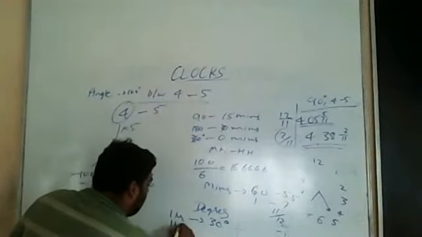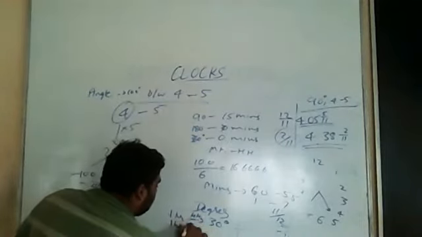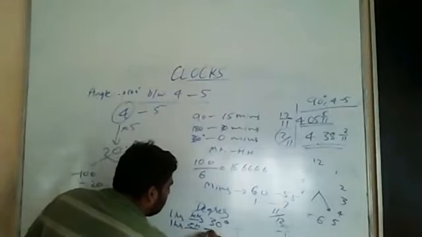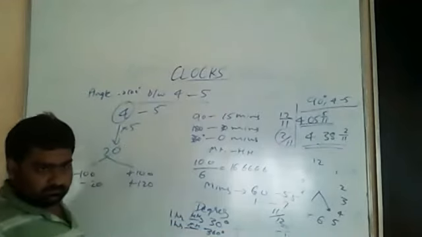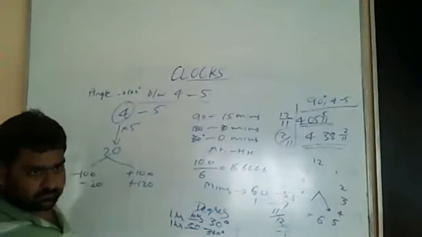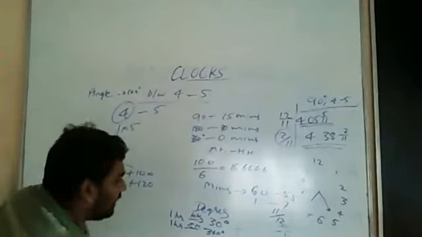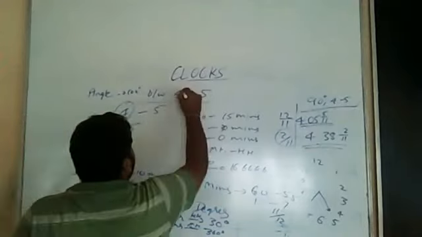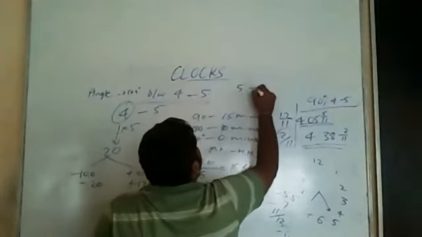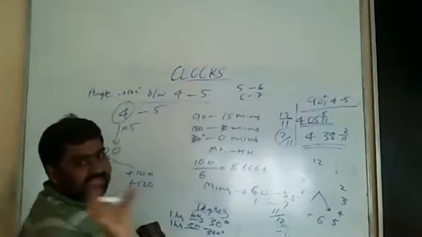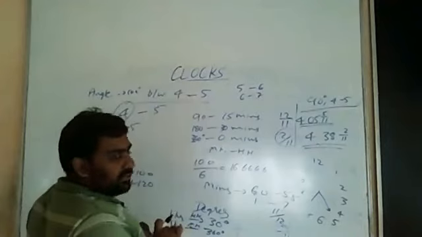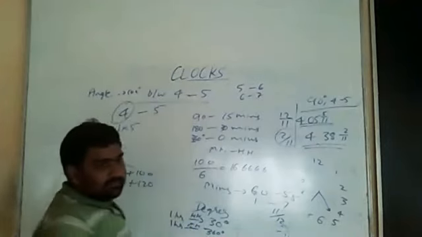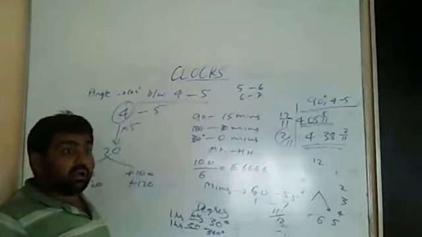In the same 1 hour, the minute hand is going 360 degrees. Yes, correct? But here we are dealing with 4 to 5, yes or no? Or 5 to 6, or 6 to 7, or whatever. We are dealing with a gap of 1 hour. In 1 hour, how many minutes are there?